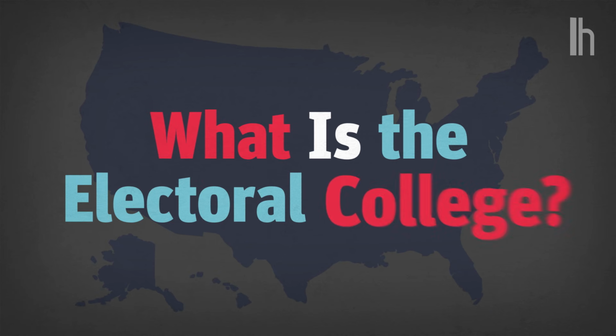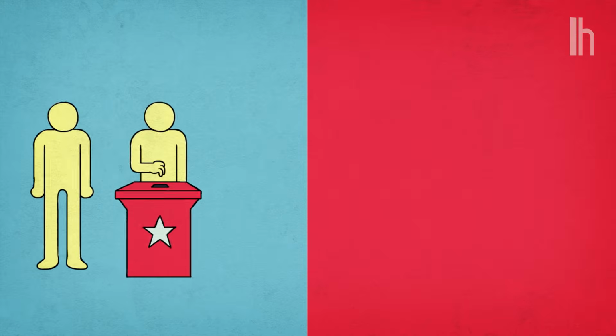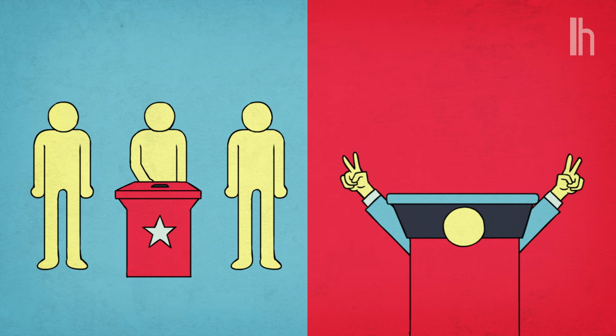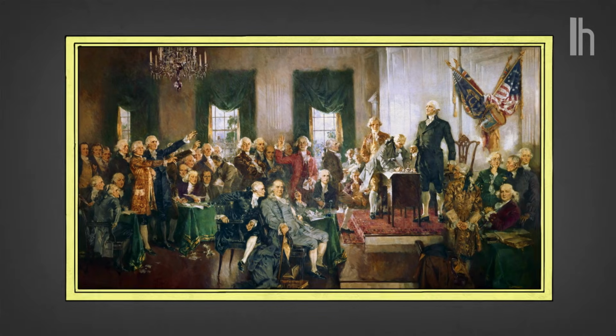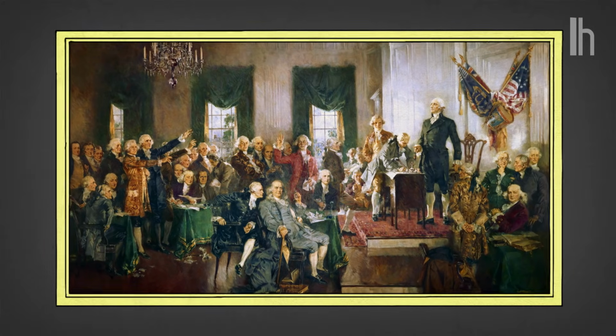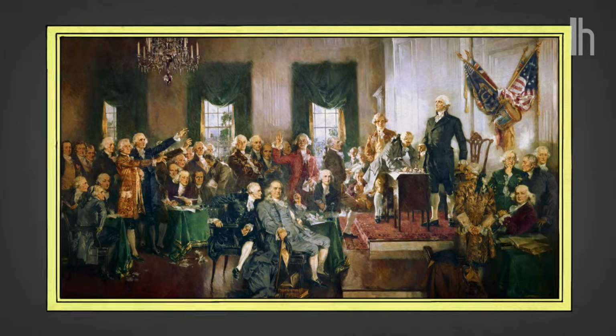What is the Electoral College? In a nutshell, it is a layer of bureaucracy between your vote and who becomes president. At the Constitutional Convention in 1787, the Founding Fathers were trying to devise a balanced way to elect a president.